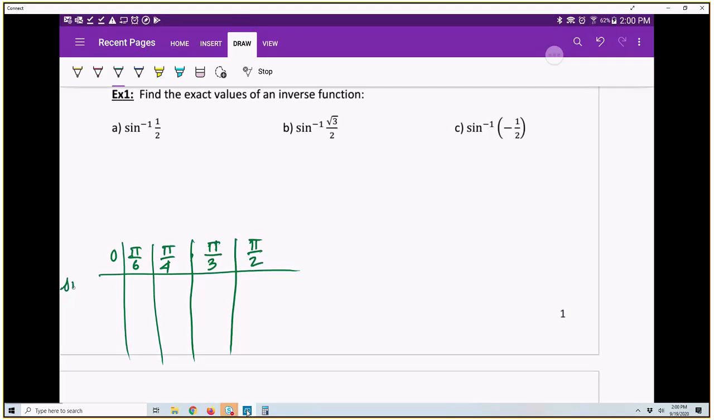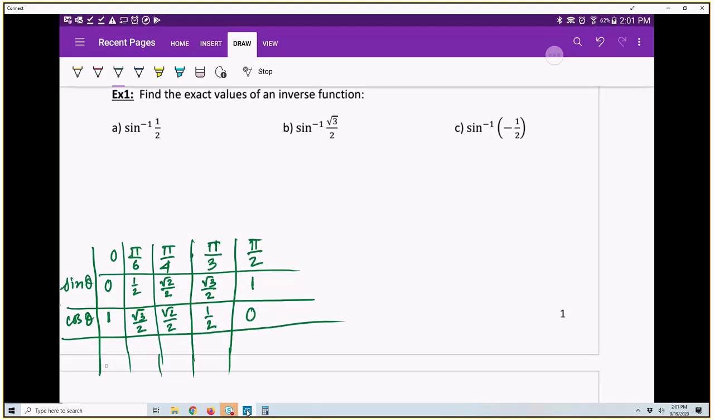So when I'm doing sine, remember sine of 0 is 0, sine of π/6 is 1/2, sine of π/4 is square root of 2/2, sine of π/3 is square root of 3/2, and sine of π/2 is 1. Cosine is pretty simple because it is the co-angle. Cosine of 0 is sine of π/2, so that's 1. Cosine of π/6 is sine of π/3, so that's square root of 3/2. Cosine of π/4 is sine of π/4, so that's square root of 2/2. And cosine of π/3 is sine of π/6, so 1/2. And cosine of π/2 is sine of 0, so that's 0.